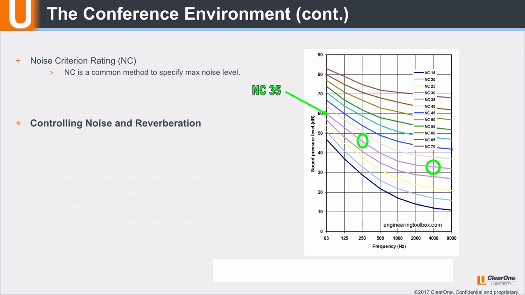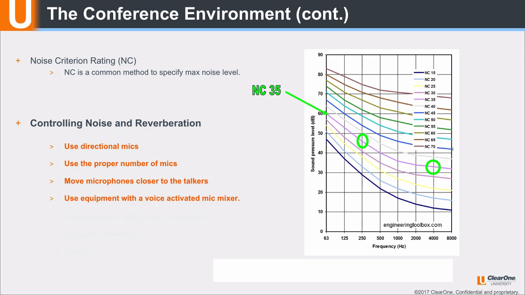To control noise and reverberation, use directional mics, use the proper number of microphones, move microphones closer to the talkers, and use a voice-activated mic mixer. This way, only the active mic will pick up noise and reflections. Otherwise, the transmitted noise and reflections will be a sum of what all of the microphones pick up. Use equipment with noise cancellation technology. Use acoustic treatment for the room. Not only will this control the reverb and reflections, but will also reduce the amount of ambient noise.